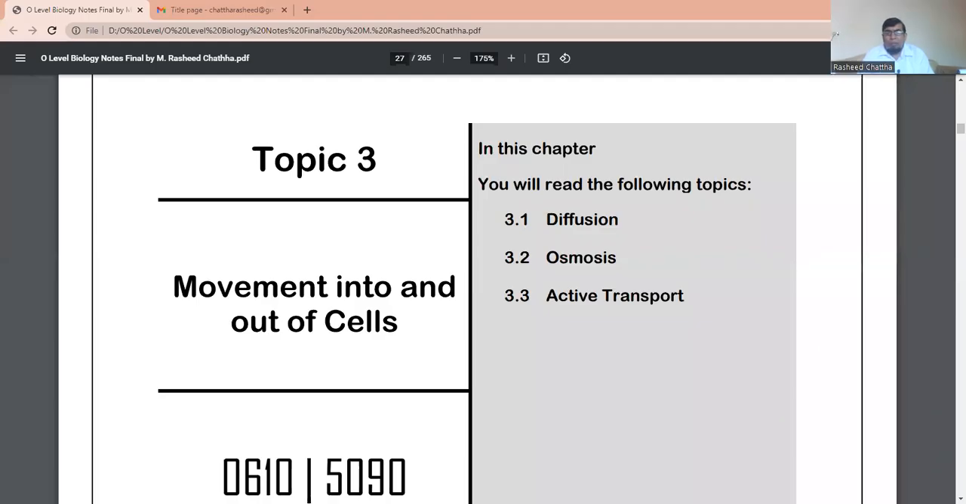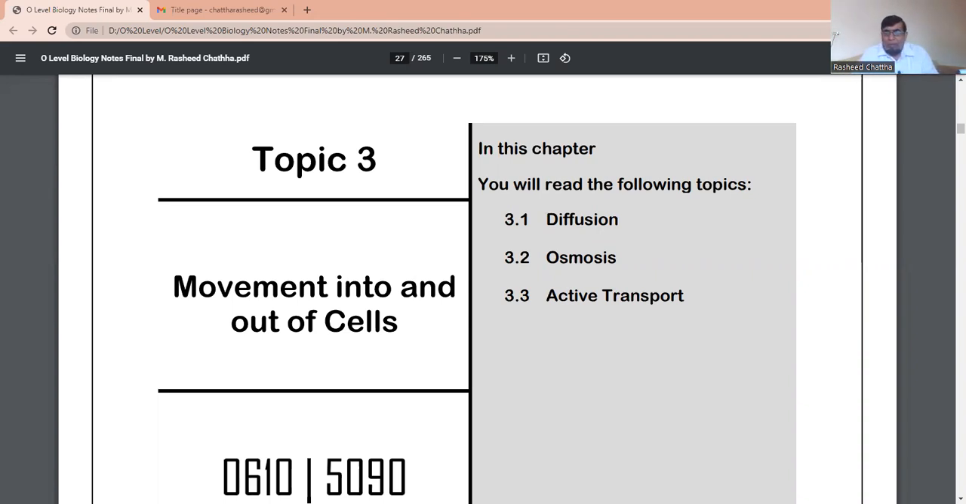Bismillahirrahmanirrahim. Dear students, today we are going to study O-level biology chapter 3, that is about movement of substances in and out of the cell. And actually it is diffusion, osmosis and active transport.